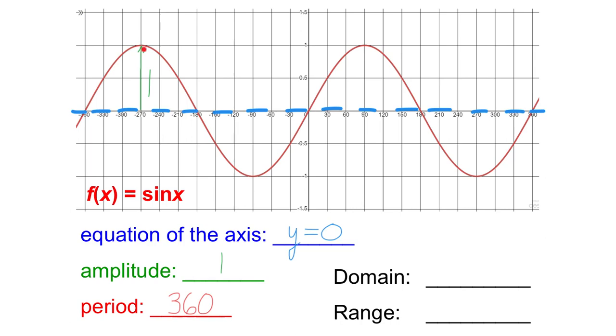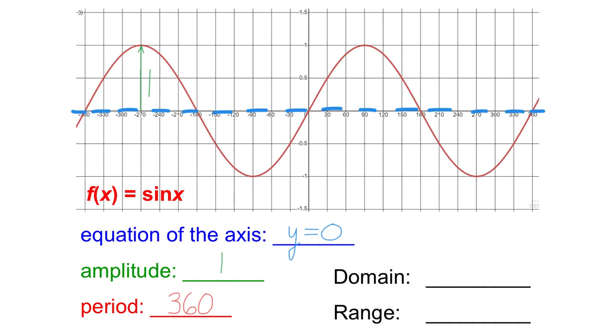Or you can look from one peak to the next peak, from negative 270 to positive 90. That's a span of 360. Or from the lowest point to the next lowest point, from negative 90 to 270. That's also 360. So anywhere you look, to go from where you start to where that same pattern starts to repeat again, it's 360 degrees. So that's the period for this function.